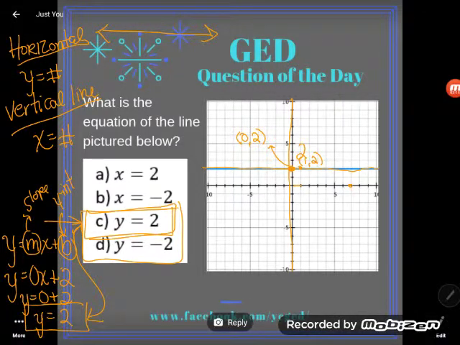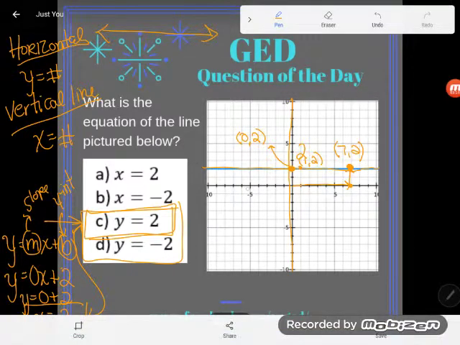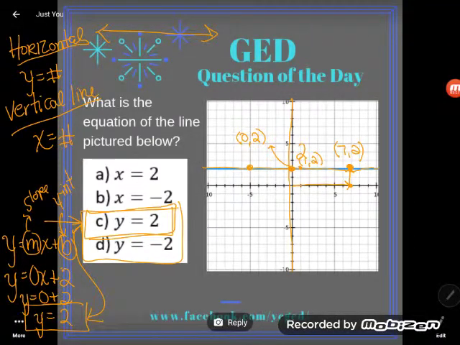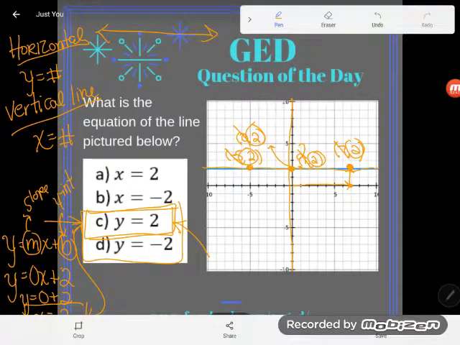So that's the point 1, 2. Let's look at that point. Here I've gone 7 over and 2 up. So you can see on this flat line, let's try a negative one, like here. There I've gone negative 5 over and 2 up. So the idea here is no matter what I had on my x, it changed. My y was always the same. My y was always equal to 2. And that's why this equation works. It says y is always equal to 2.